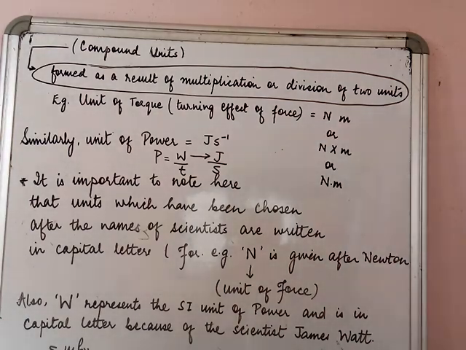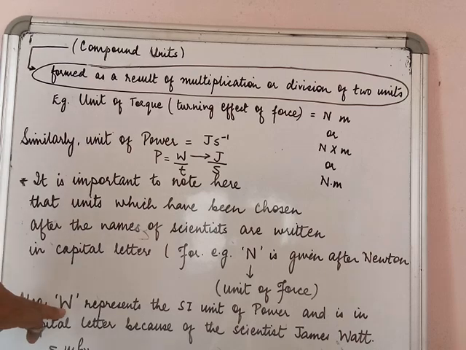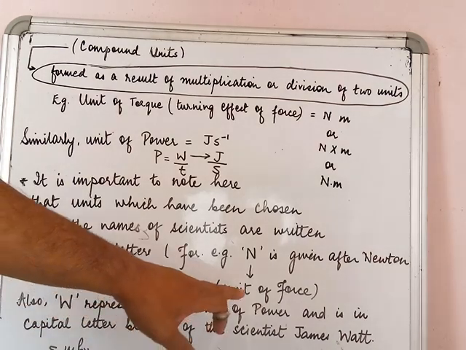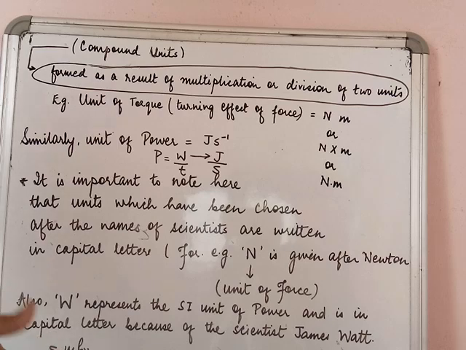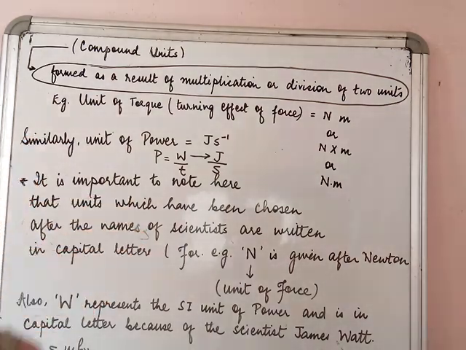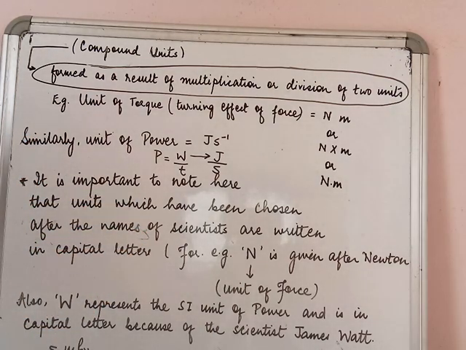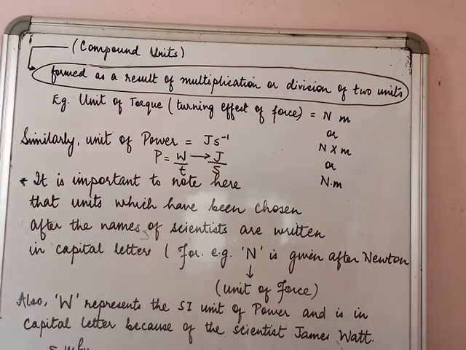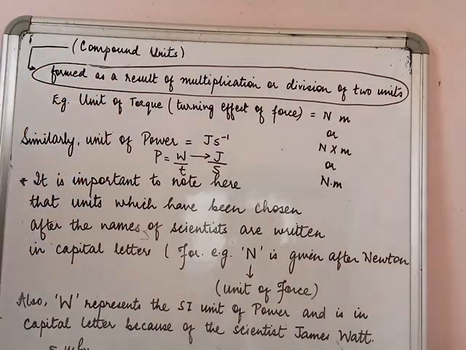Similarly, capital W represents the SI unit of power. Why capital W? Why not small w? It is in capital letters because of the scientist James Watt. Since Watt has been derived from the name of the scientist, symbolically we will always use a capital letter in such cases. There are numerous other examples also. I have taken up a couple of them over here. You have Pascal also, the SI unit of pressure. So you can go through all those things from the book.